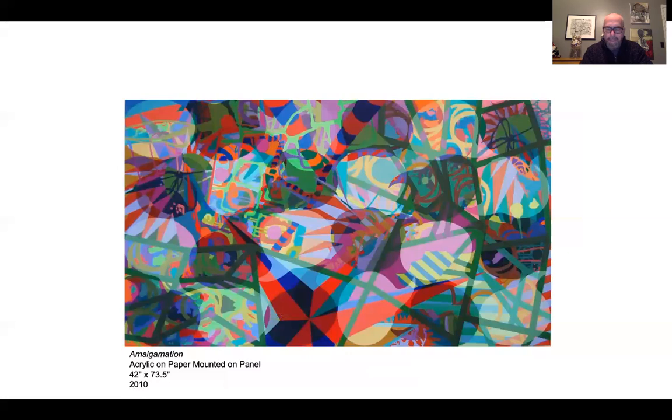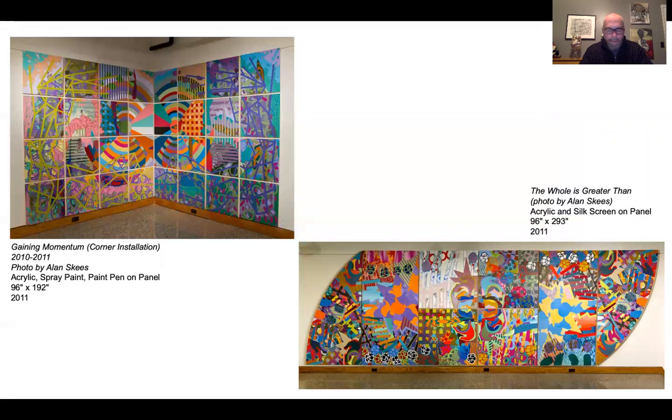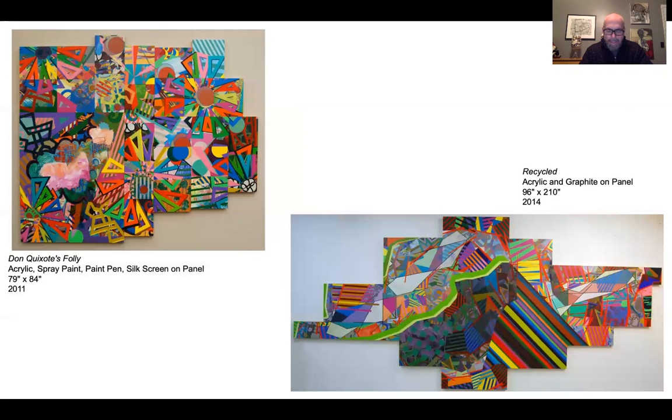For example, in Amalgamation, I used the tracings from Some Characters Have More History and Not Quite Equal and Definitely Opposite to create the composition. In paintings such as Gaining Momentum and The Whole Is Greater Than, I directly painted one side of the painting first and then traced and mirrored the paintings in complementary colors. However, in the two curved end panels of The Whole Is Greater Than, I used the tracings from the central 6 panels to build the compositions and then painted them identically. In paintings like Don Quixote's Folly and Recycled, I only used the tracings to bring in certain moments from previous paintings to fill and activate small portions of the composition.